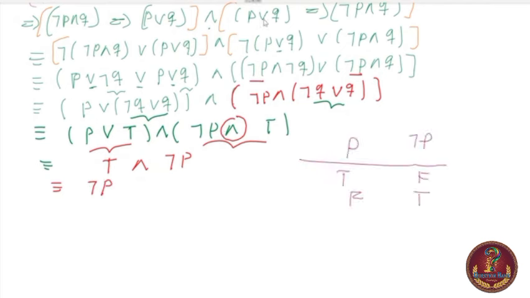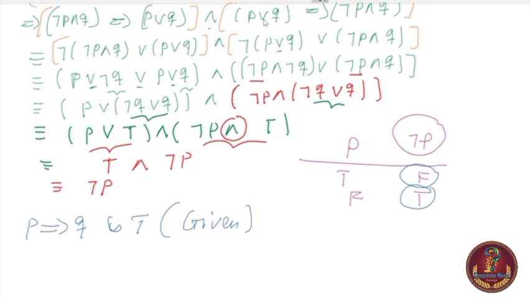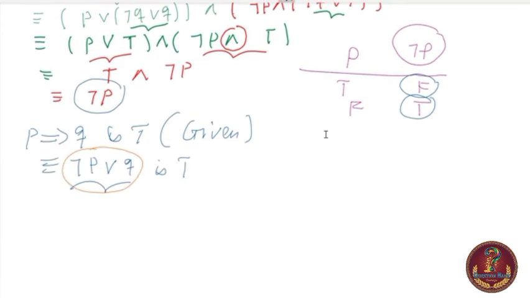So negation of P takes two possibilities of truth values. One is false and the other is true. So even if we haven't used the given information, whether you use it or not, you have finally reached negation of P. Actually, there is no place to use the given information in this simplification. Even if we have been given that P implies Q is true, okay?